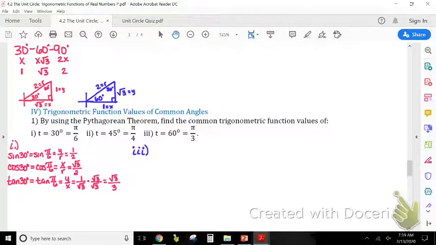So we're looking for the common trig function values of 60 degrees. So I'm going to write sine of 60 degrees, but we know that's the same as sine of pi over 3, okay? So I'm not going to rewrite that. So sine of 60 degrees, what is that in terms of x, y, and r? What is y? And what is r? Okay, cosine of 60 degrees, which is the same as cosine of pi over 3. What is cosine again in terms of x, y, and r? What is x? And what is r?